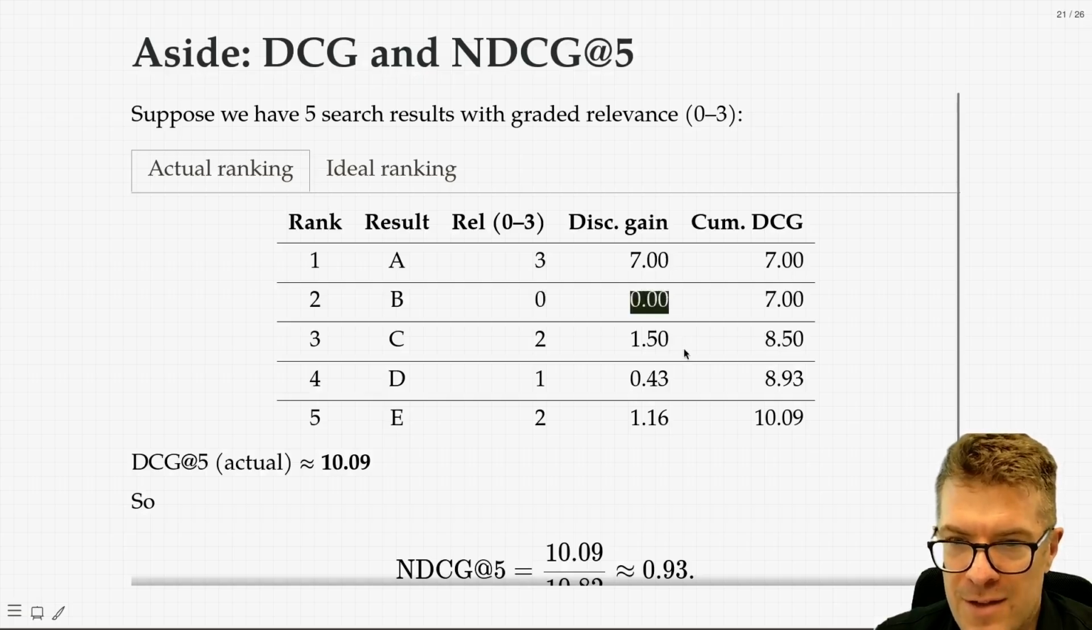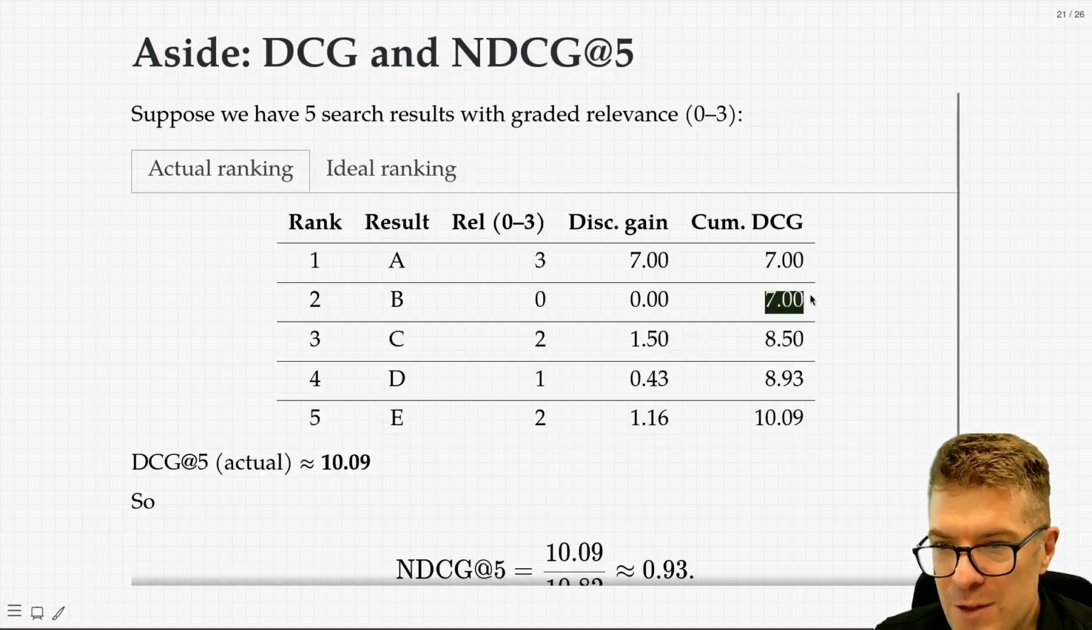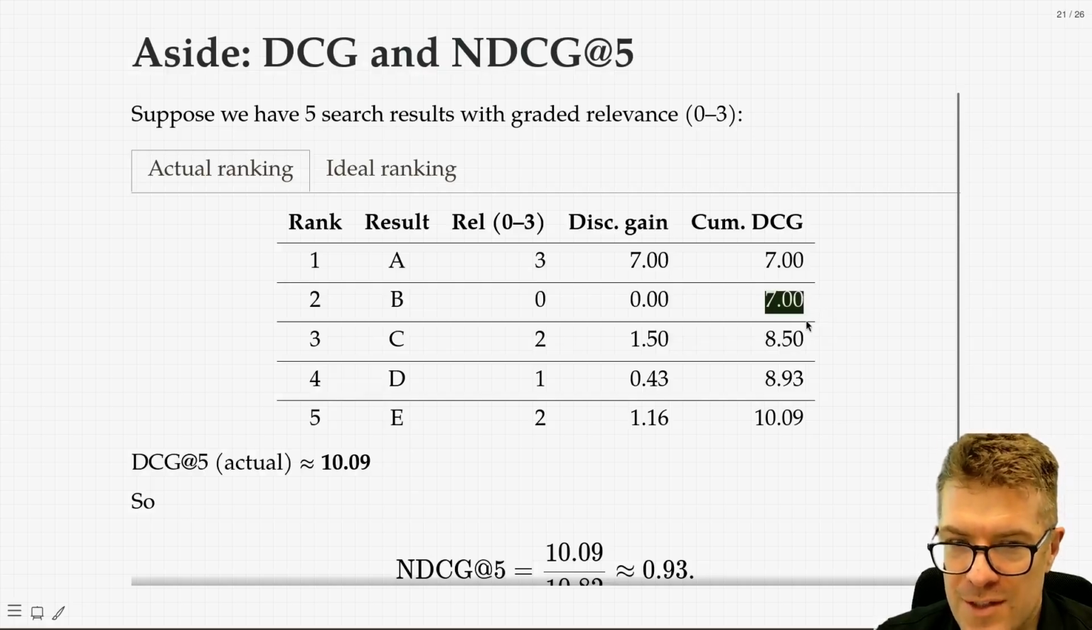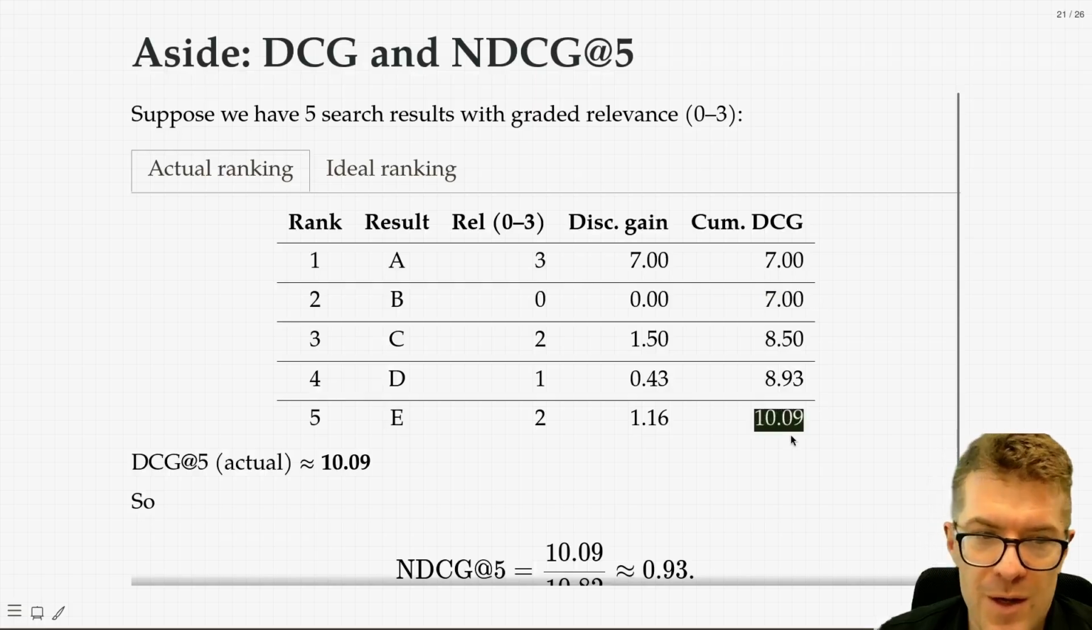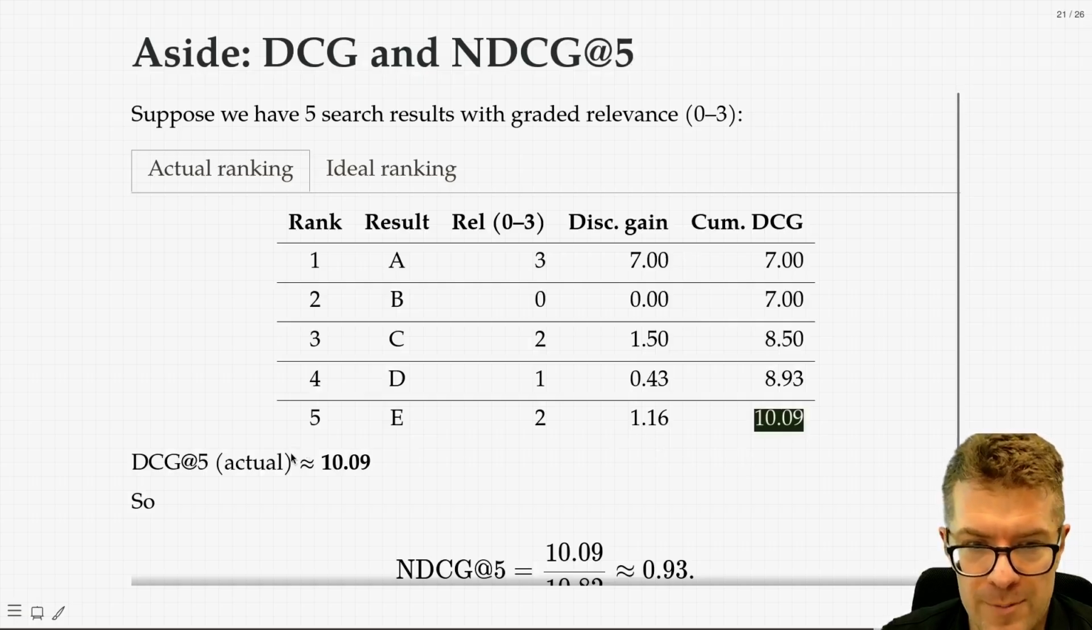So I get the discounted gain of 0. What is the cumulative gain so far? Well, previously I had 7, and I add 0 to it. Now I have 7. All right, so the cumulative DCG is 7. And after 5 instances, I end up with 10.09. So my cumulative DCG at 5 is 10.09.